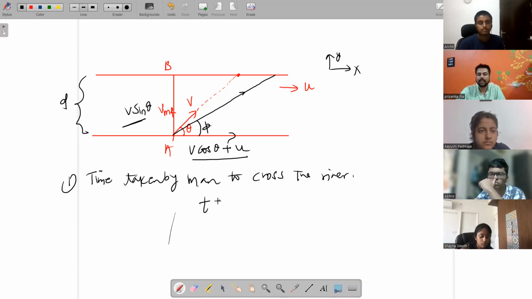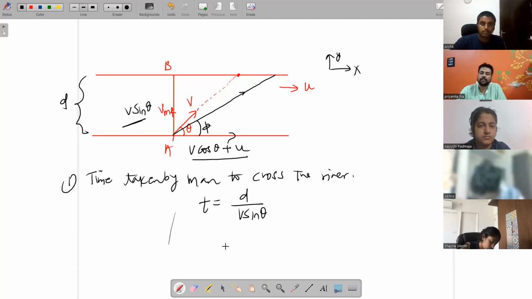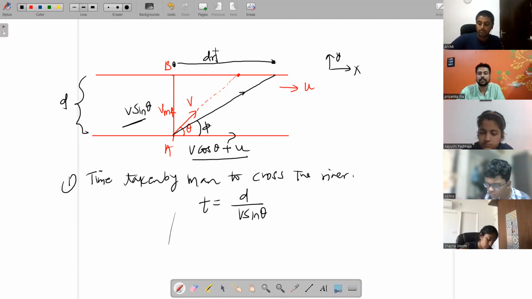So how much time will it take? T is distance upon velocity. You don't have to remember any formula. Just understand the logic. And because of this, it was supposed to come over here, but it has come over here. So the distance from the point directly opposite to the point where it started swimming, to the point where it landed on the other bank, this complete distance is called drift.